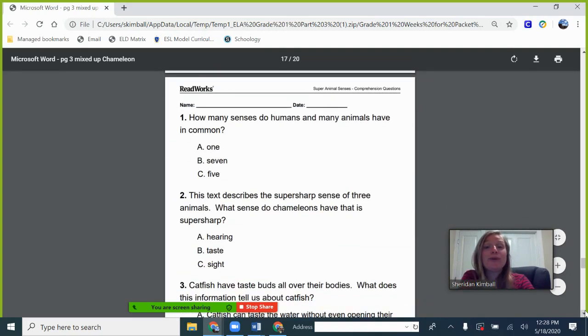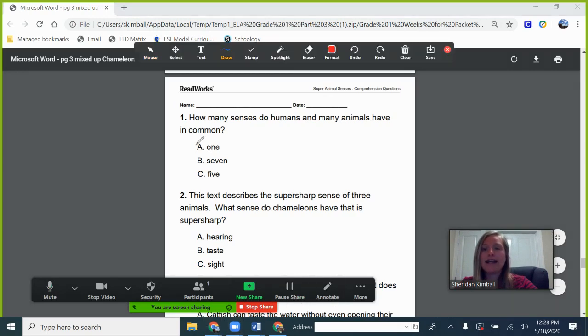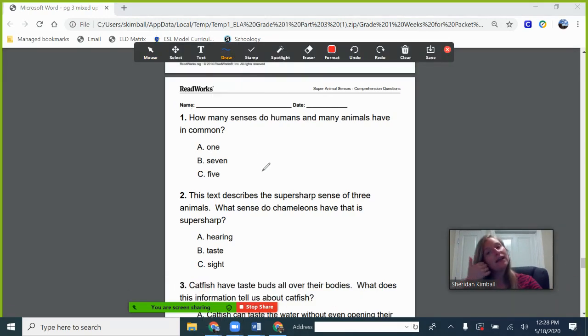Hey, here's what we're going to do. I am going to read the question and I'm going to help you with some of these answers. I am going to cross out one answer that cannot be correct. And then you need to circle the answer that you think is correct, okay? So Miss Kimball's going to take out her writing tool. Here I go. Let's read number 1.